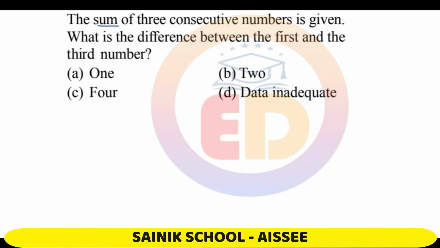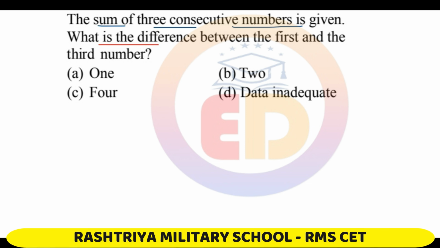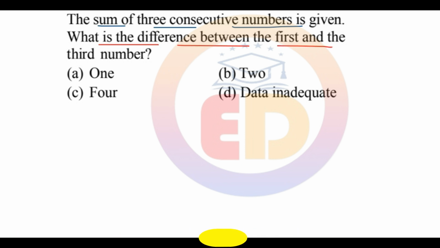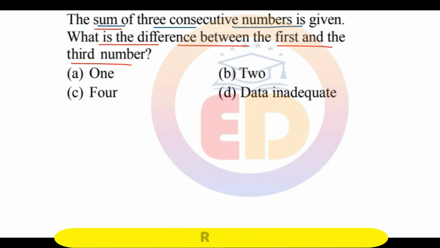The sum of 3 consecutive numbers is given. What is the difference between the first and the third number? Let us break down the question. The sum means addition of 3 consecutive numbers.